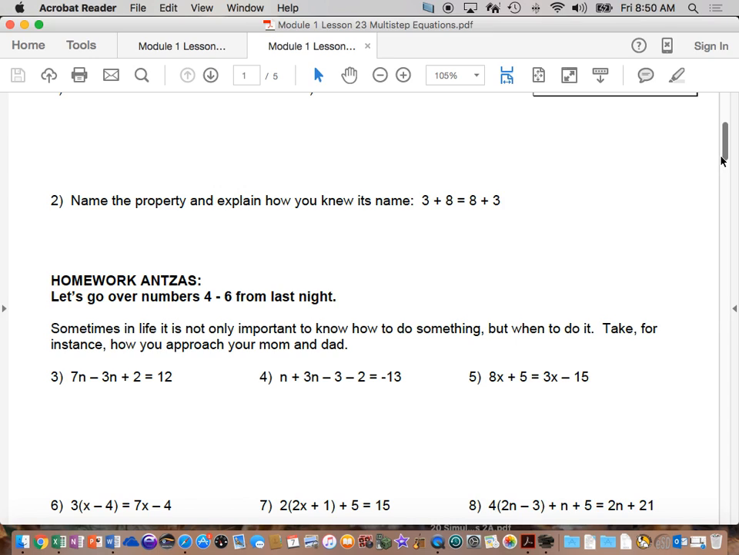One of the types of questions on that test is name the property and explain how you know it is what it is. In other words, justify your response. Tell me how you know it's commutative. And that's where I'm going to look for what Chloe just said a second ago, where she said the order is being switched. Now, next thing I want to do is go to last night's homework for just a minute. And I want to talk about the properties.